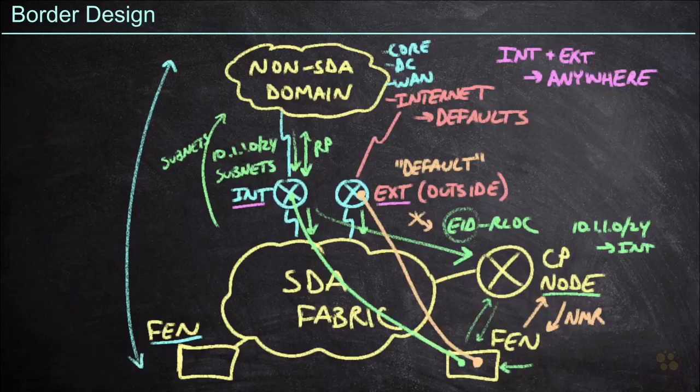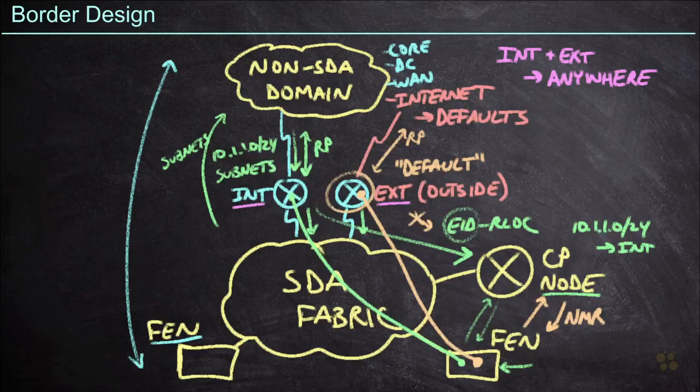So from an internal facing perspective, it's a little bit different how it works. Again, we're not advertising anything to the control plane node from the external border node. However, we are running routing protocols upstream in order to advertise the SDA subnets, because we're not necessarily directly connecting to a cable modem, for example. We might be connecting to a network that then lands on the internet or whatever is upstream of this external border node.